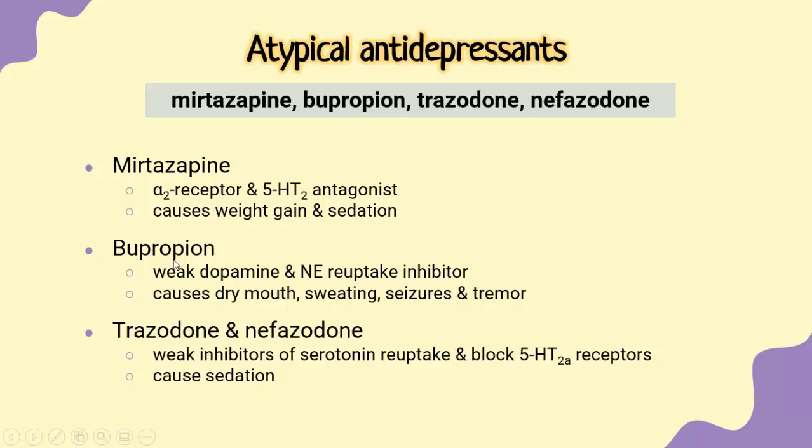For example, bupropion can inhibit dopamine reuptake and also noradrenaline reuptake. And what happens when bupropion inhibits this neurotransmitter reuptake? So you need to find out. Also, bupropion can cause some side effects such as dry mouth, sweating, and so on. So please read more on atypical antidepressants.